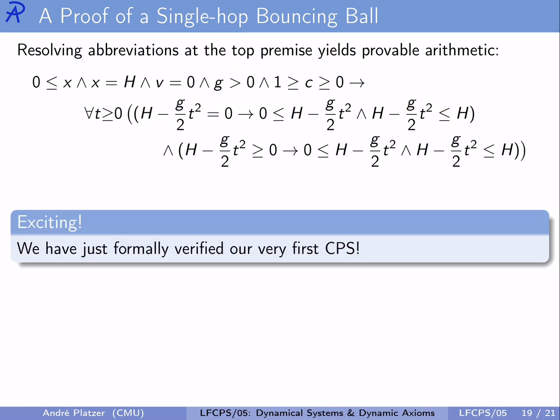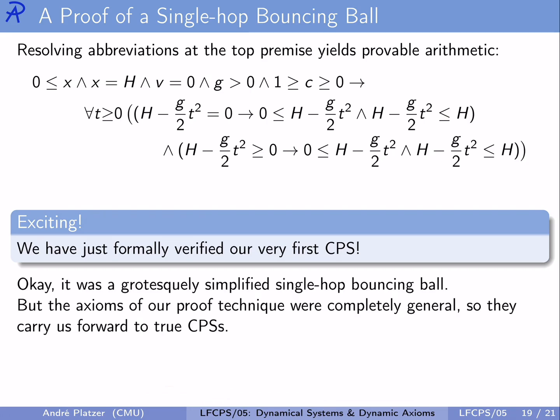So we've convinced ourselves that a cyber-physical system is really safe. That's super exciting. Okay, admittedly, it was an absolutely grotesquely simplified single-hop bouncing ball. Well, then maybe there's nothing to write home about yet. The point is that in order to convince ourselves this bouncing ball CPS is safe, we developed axioms as general proving techniques that are not specific to bouncing balls. They're for arbitrary hybrid programs alpha, beta, and safety conditions p. They have nothing specific for the bouncing ball, which is precisely the reason why they'll enable us to do similar proofs also for much more complicated CPSs.